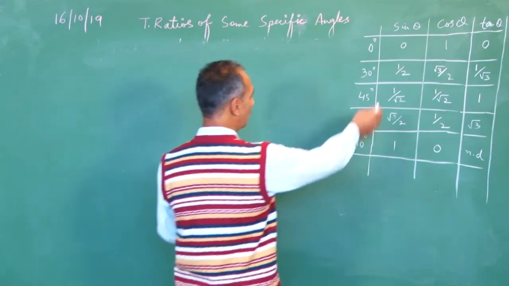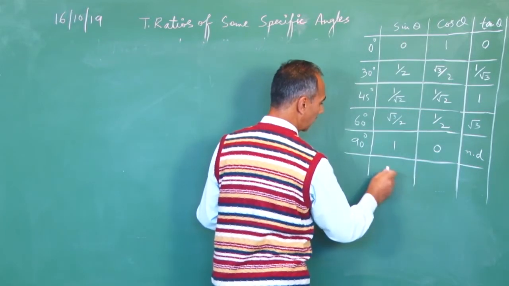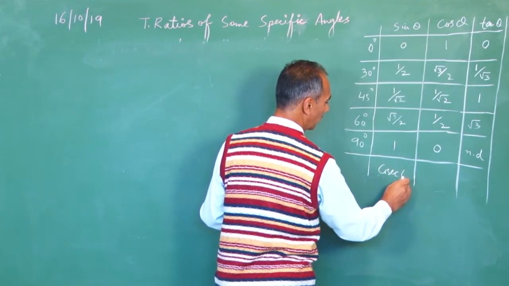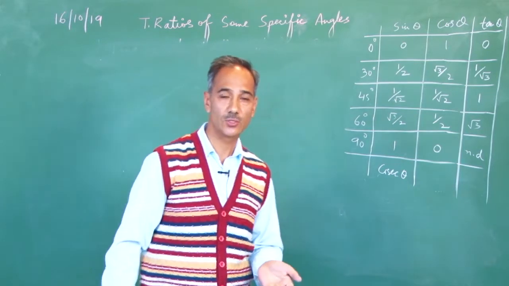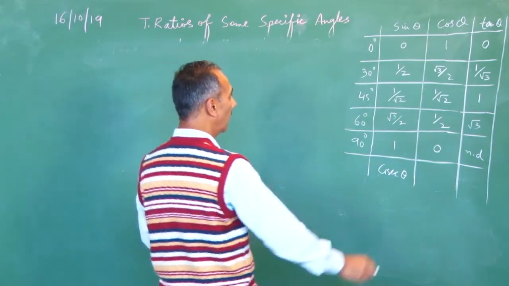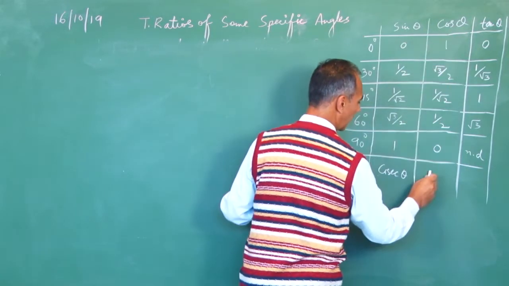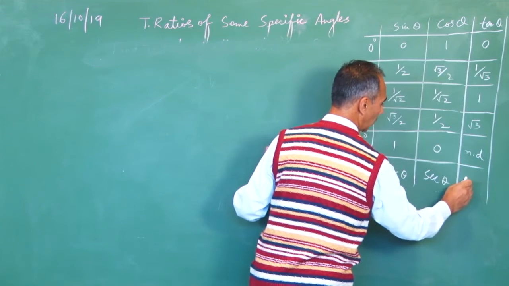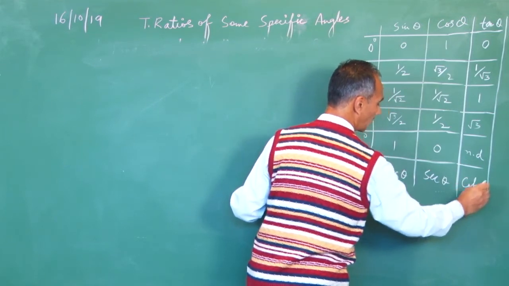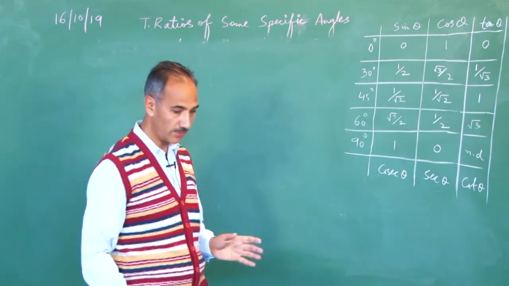Now, just beneath sine, I will write cosec of theta, because cosec could be prepared using sine. Cosec is a reciprocal of sine. And beneath cos, I write secant of theta. And beneath tan, I write cot of theta. Now, how are you going to manage this table?